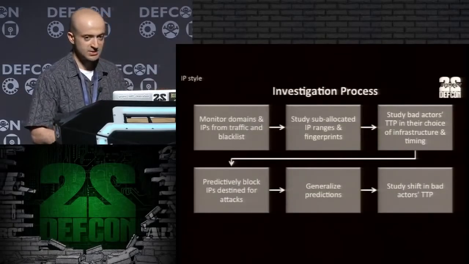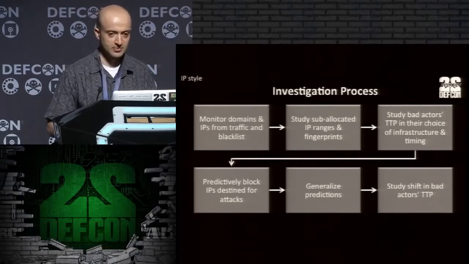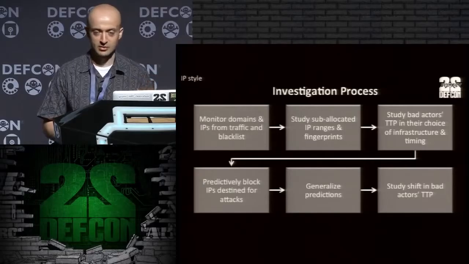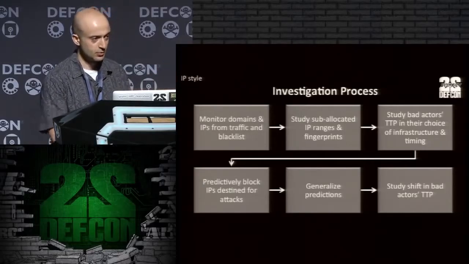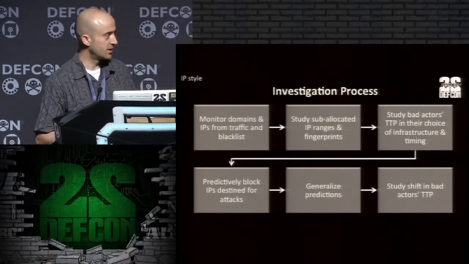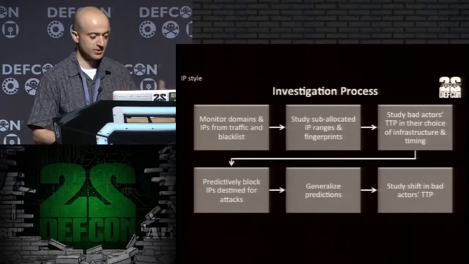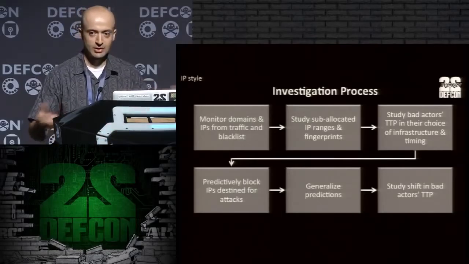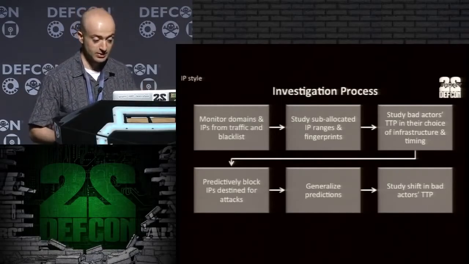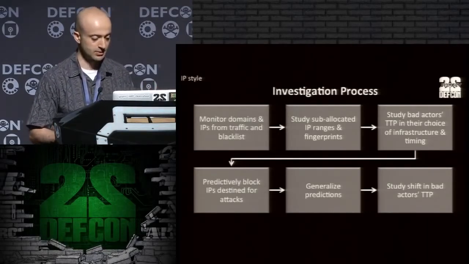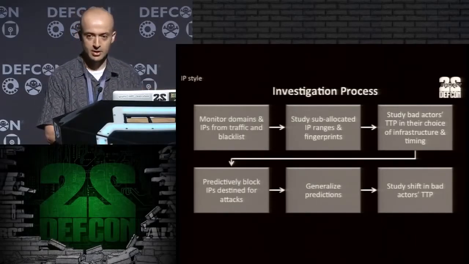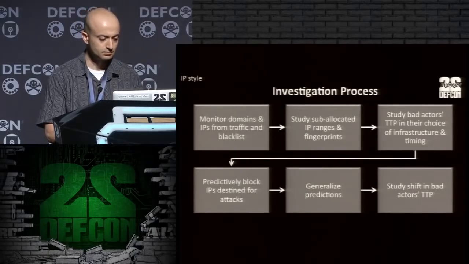The investigation process is always trying to start with domains and IPs, and in this case, we investigated these sub-allocated ranges and we did the fingerprinting of them to see what kind of servers they are running. Then with that, we were able to follow the TTP of the adversaries, like the way they operate and how they bring the infrastructure online and the timing. Then after that, we were able to generalize the predictions to block IPs before they start delivering the attacks. And that was really groundbreaking.